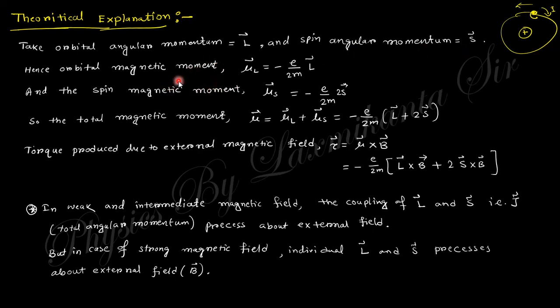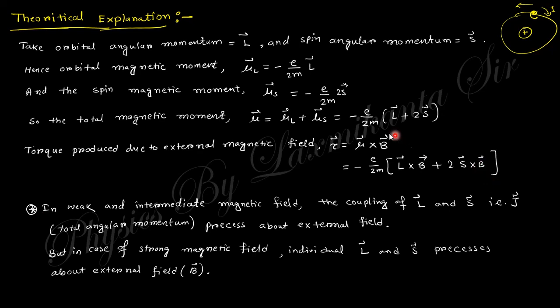hence the orbital magnetic moment mu L equals minus e by 2m L vector. Okay, and for the spin magnetic moment, in case of L this is L, and in case of spin this is 2 into spin. This was already discussed in atomic physics. Now the total magnetic moment is the vector sum of these two. For these magnetic moments you will get torque equal to mu cross B. So if you put in this value you will get this expression.